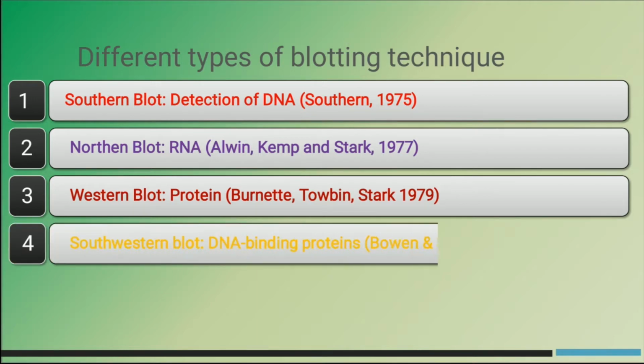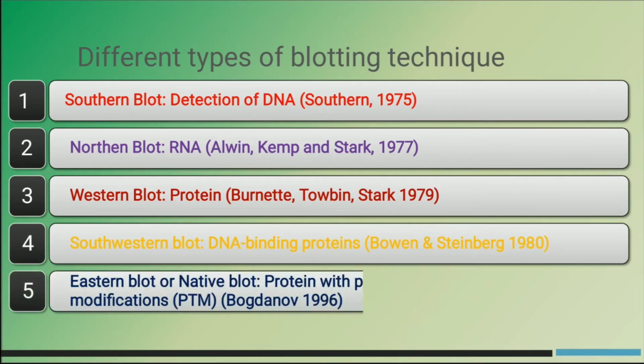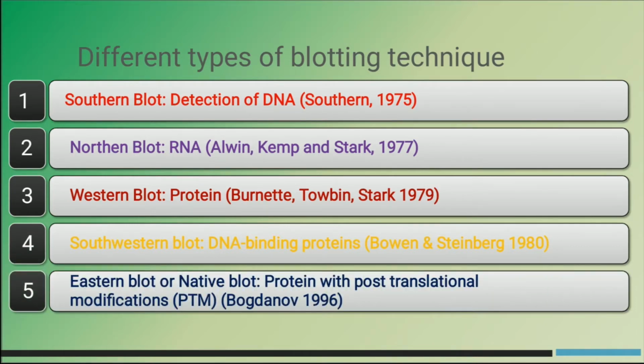The third method is Western blot. This method is used to detect the expression of proteins. Three scientific groups independently reported the method to detect proteins by Western blot: Burnette, Towbin, and Renart, reported in the year 1979. These three are the most popular blotting techniques used. In addition, the method called Southwestern blot is used to detect DNA binding proteins, reported by Bowen and Steinberg in the year 1980, and Eastern blot or native blot is used to detect proteins with post-translational modification.